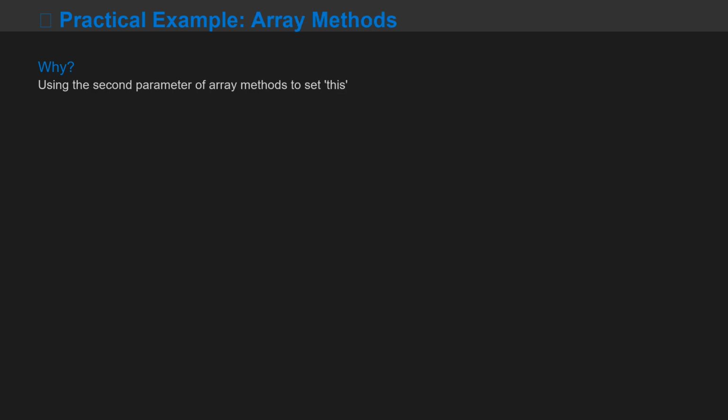Here's another practical example with array methods. Notice how we're using the second parameter of map to set this to an object with a factor property. This is a less common but powerful technique for controlling context.